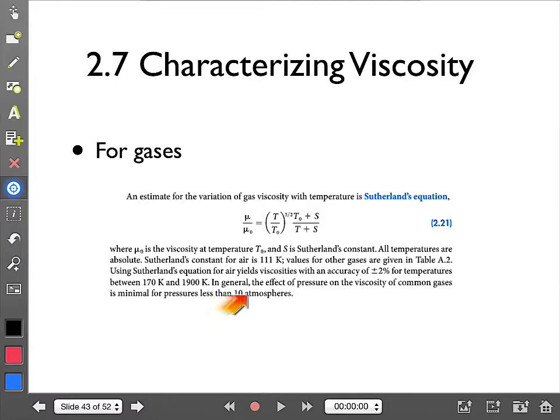In general, the effect of pressure on viscosity of common gases is minimal for pressures less than 10 atmospheres. And remember, this is 10 times the pressure of air at sea level, so that's a tremendous pressure. But if you get to extremely high pressures, say in some industrial situations, then this might be important.